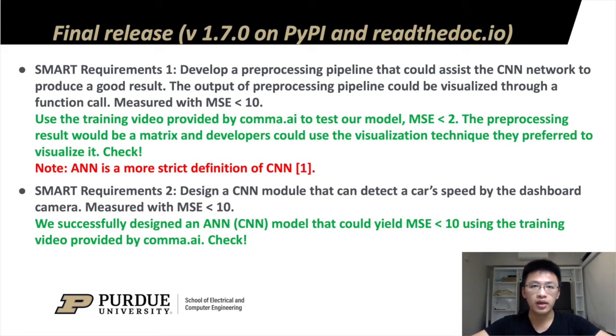Our second requirement would be to design a CNN or ANN module that can detect a car speed by the dashboard camera. It will be measured with mean square error less than 10. Like I have said before, we have successfully designed the model using ANN, which is a stricter version of CNN, that could detect the speed of the car with mean square error less than 2. So SMART requirement 2, check.